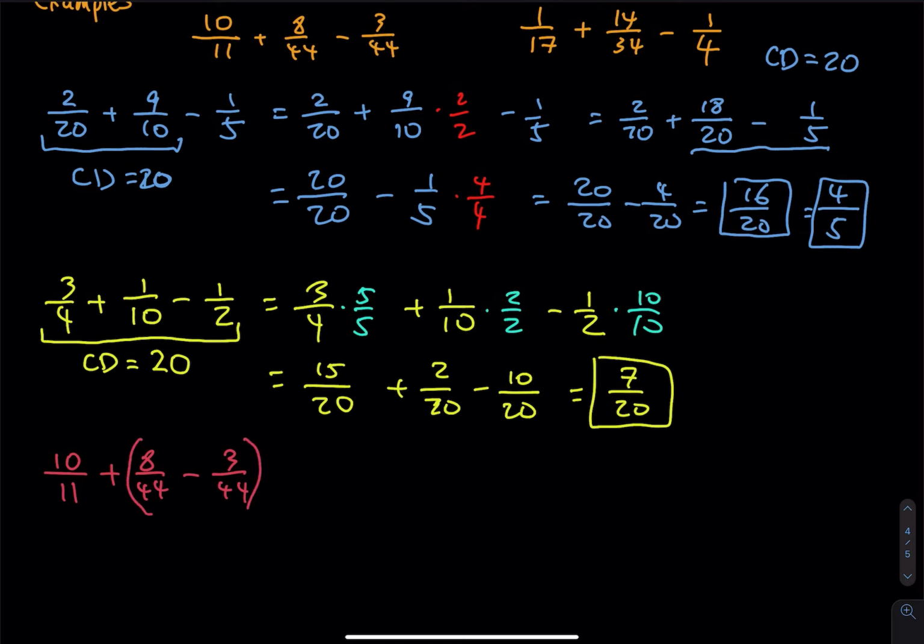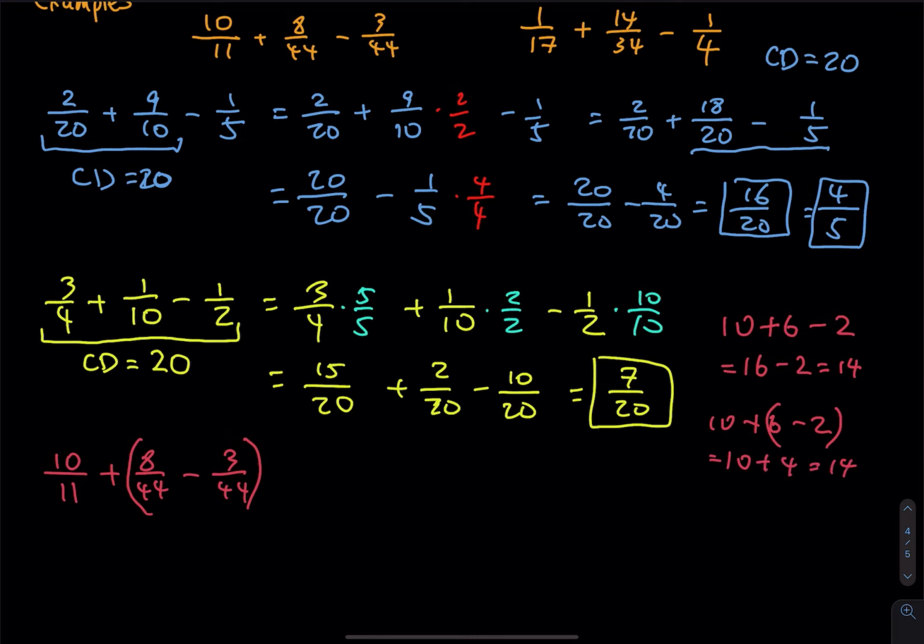Okay, I know there are tons of question marks in your brain right now. So how about this? Let's do 10 plus 6 minus 2. Go from left to right. 16 minus 2 is equal to 14, right? Okay, 10 plus 6 minus 2. Do this one first. So you have 10 plus 4, that is equal to 14.